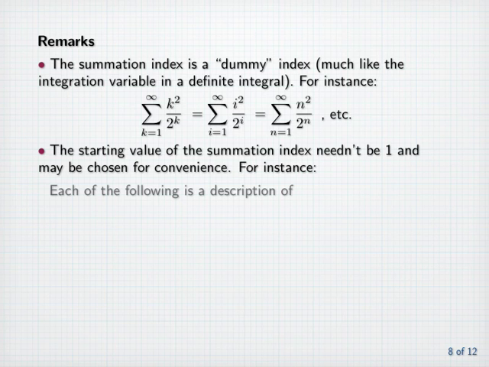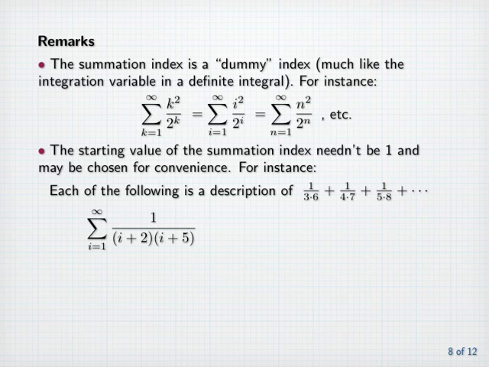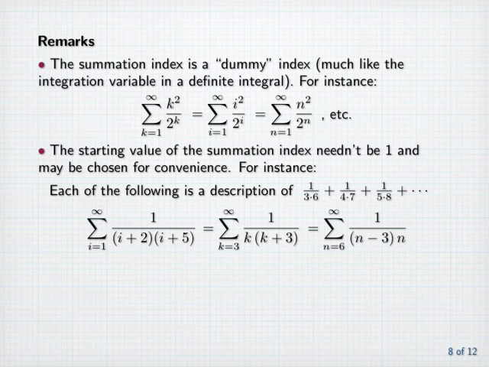For instance, each of the following is a description of the series 1 over 3 times 6 plus 1 over 4 times 7 plus 1 over 5 times 8 and so on. With a starting index of 1, we have the sum from i equals 1 to infinity of 1 over (i^2 + 2i + 5)... wait, rather 1 over i plus 2 times i plus 5. With a starting index of 3, we have the sum from k equals 3 to infinity of 1 over k times (k + 3). And with a starting index of 6, we have the sum from n equals 6 to infinity of 1 over (n - 3) times n.